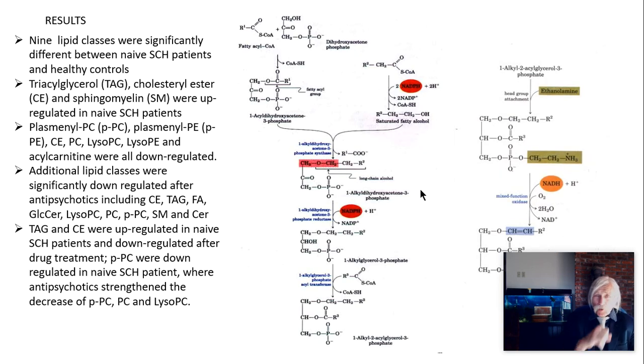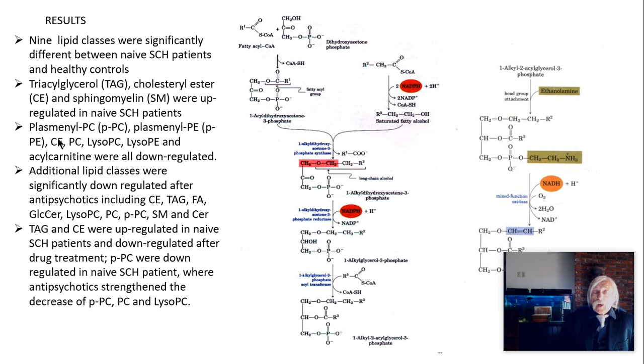So what were the results? Nine lipid classes were significantly different between the naive schizophrenic patients and healthy controls. For example, triacylglycerol, which is a neutral lipid, cholesterol ester, which is a prenyl lipid, and sphingomyelin, which is a sphingolipid, those are three different classes, were upregulated in naive schizophrenics.